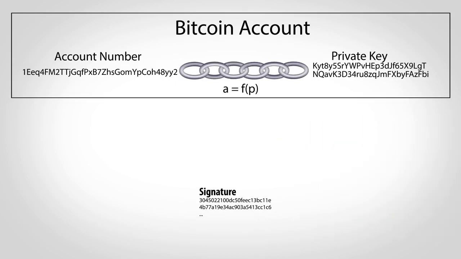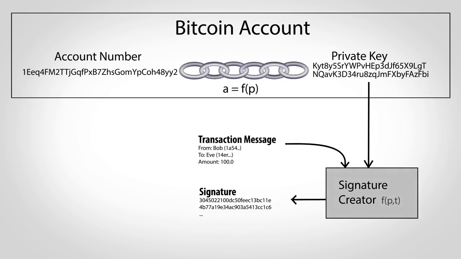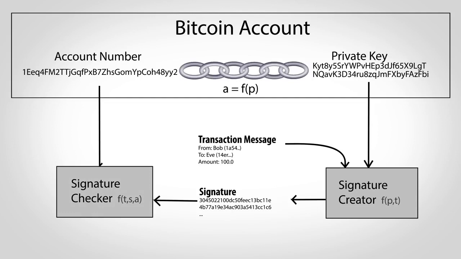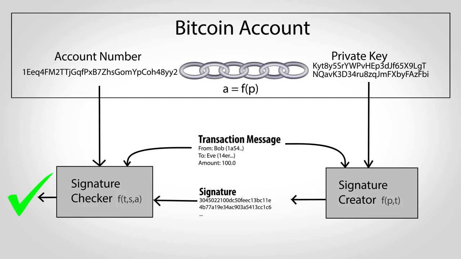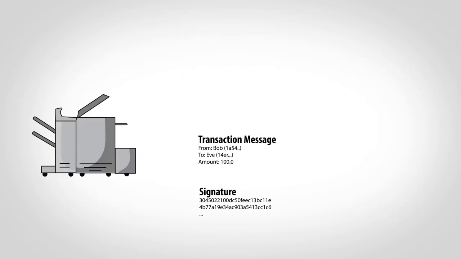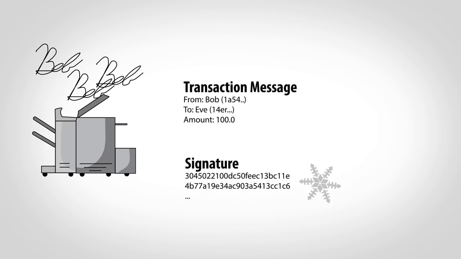signatures. To create a signature, a private key and the text from a transaction are fed into a special cryptographic function. Another function allows other people to check the signature, making sure it was created by the account owner and that it applies to that specific transaction. Unlike the handwritten version, these signatures can't be copied and reused in the future, as they're unique to each transaction.